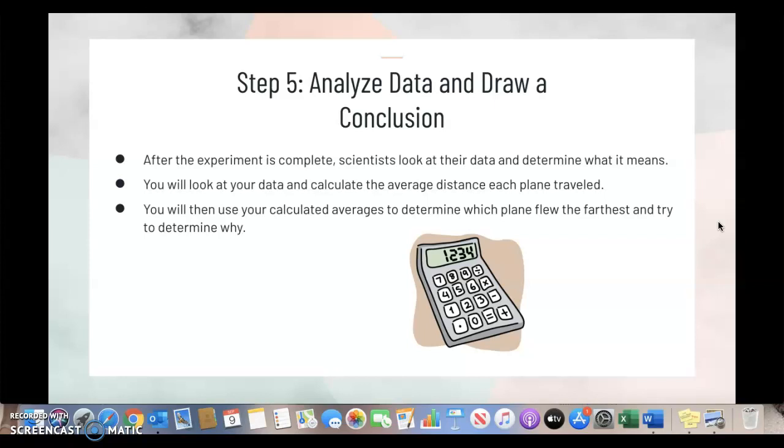With those, we can compare the averages, and you can see which plane flew the farthest and which one didn't, and then determine why. That might be that your hypothesis was correct, and you can use the same reasoning, or maybe your hypothesis was wrong, so then you can explain why.